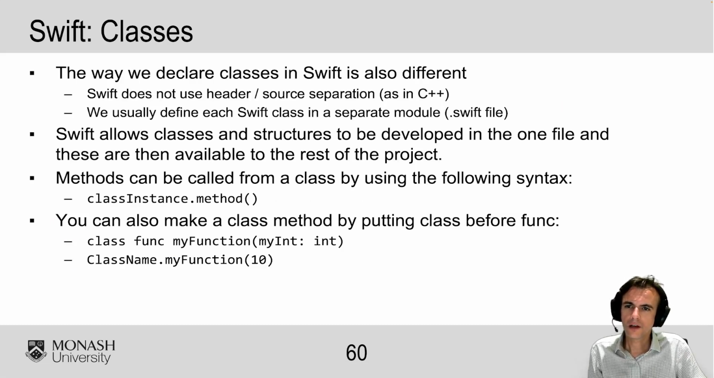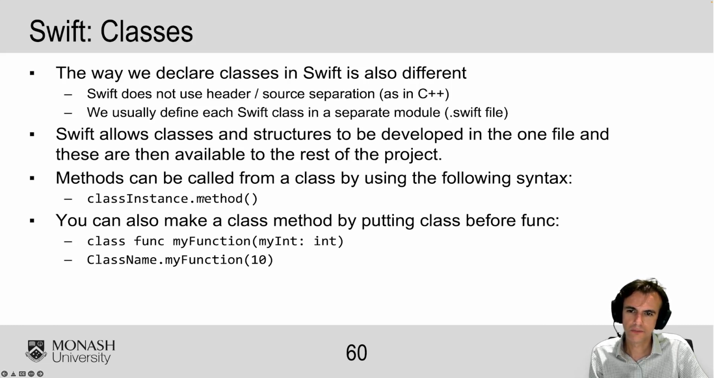So for classes in Swift, we don't have this header-source separation that we have in C and C++. All of the code of our classes is just typically in a Swift file. You don't have to do includes. These files are automatically included in the rest of the project, and can be accessed from anywhere.